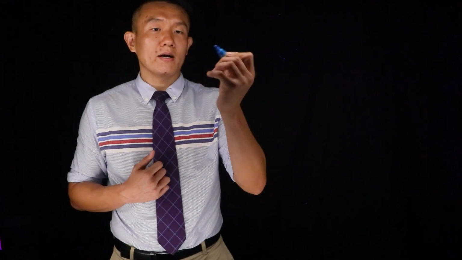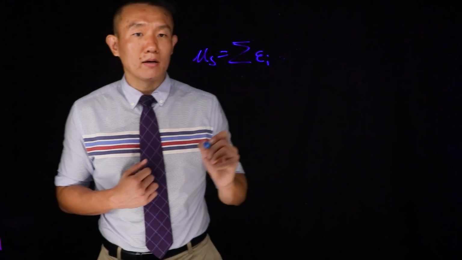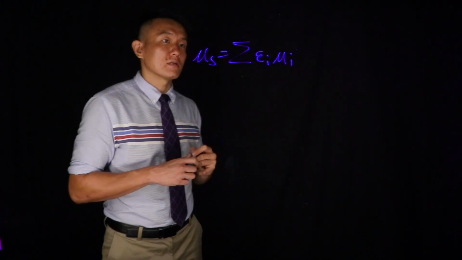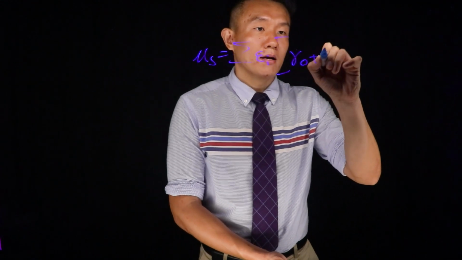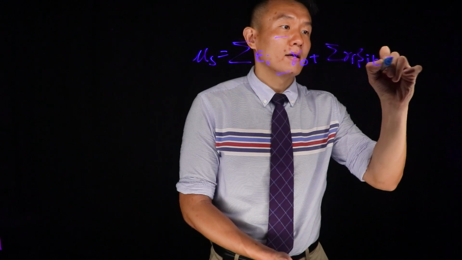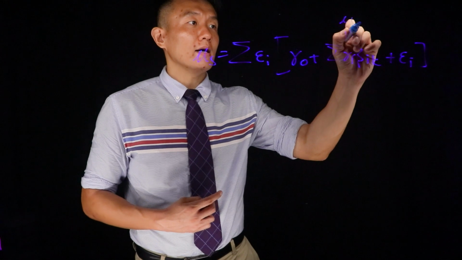Well, what kind of return is our arbitrage portfolio going to have? S is our arbitrage portfolio. Our weights are these epsilons, the error terms, and mu i, well, that's going to be the mean return to stock i, and that is given by gamma naught plus the sum of gamma k beta ik, plus epsilon i, right? This is the return to stock i.